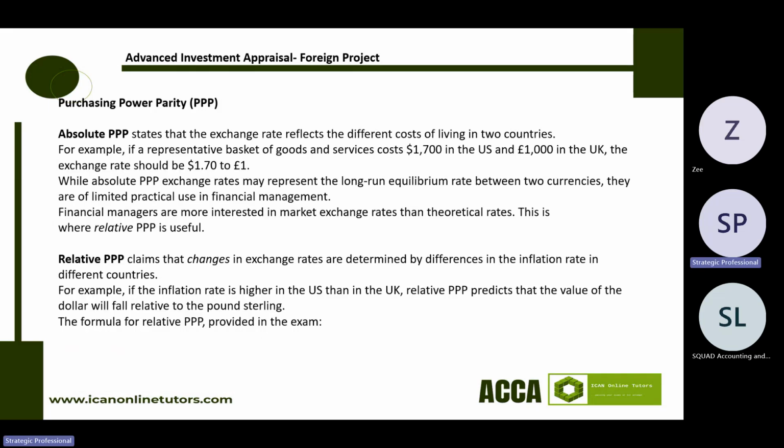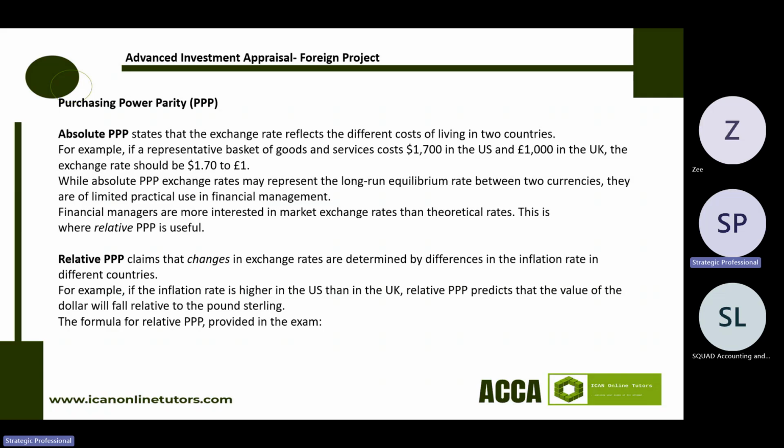Now, let's move to purchasing power parity. When we talk about purchasing power parity, what are we saying? We have two types of purchasing power parity. We have absolute purchasing power parity, and we have what? Relative purchasing power parity. But most times we usually make use of relative purchasing power parity because it's more visible. Absolute is kind of rigid.